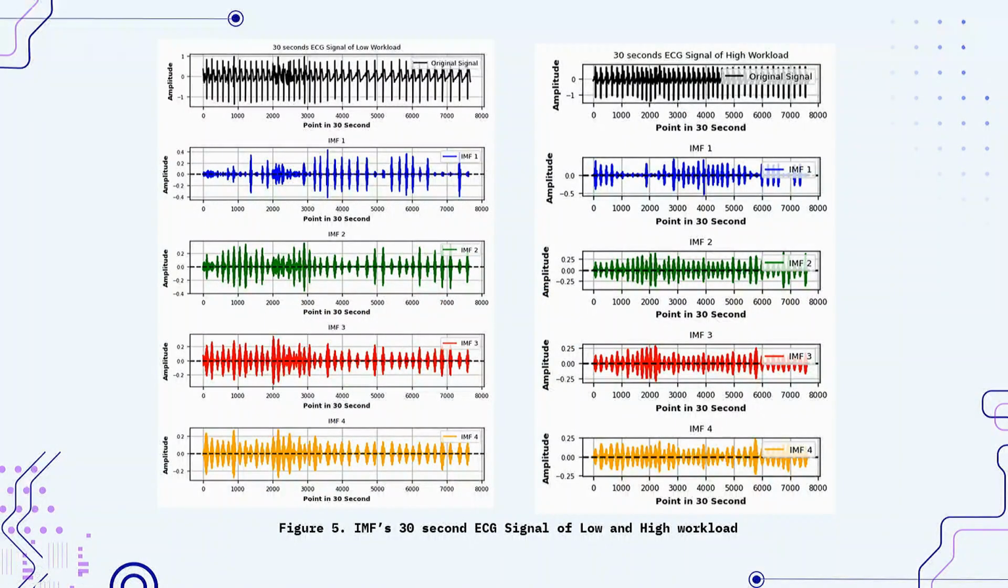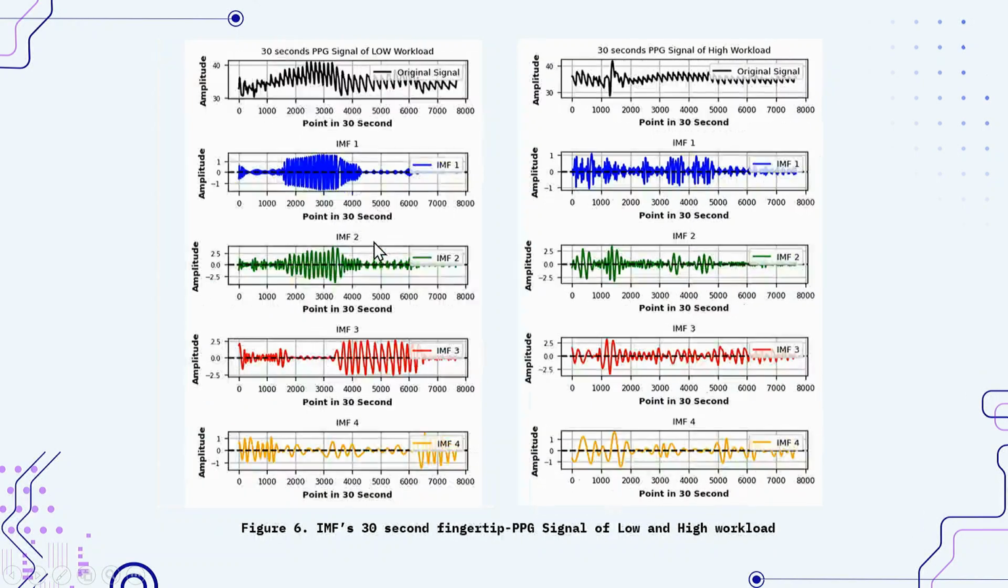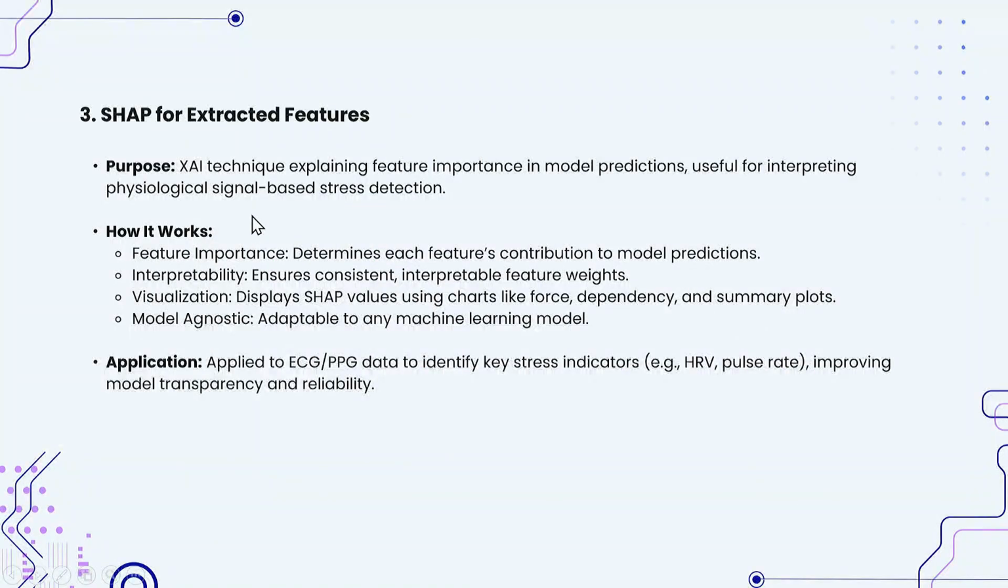This figure shows the 30 seconds of ECG signal IMFs for low and high workload. I have calculated 4 IMFs because after 4 we can still decompose the signal, but the important features were not being extracted from it. So I have applied it till level 4. This is for the fingertip PPG signal. And then I have used SHAP for extracting feature importance in model prediction.